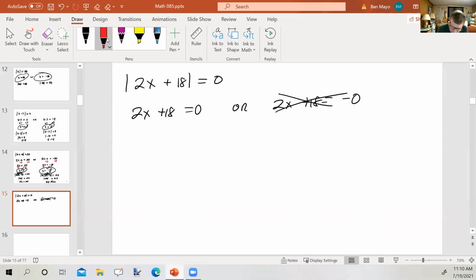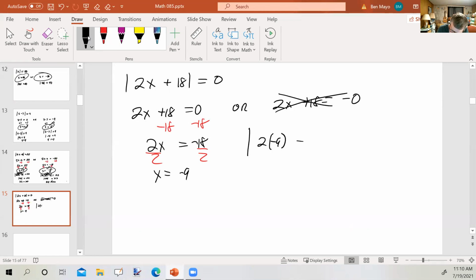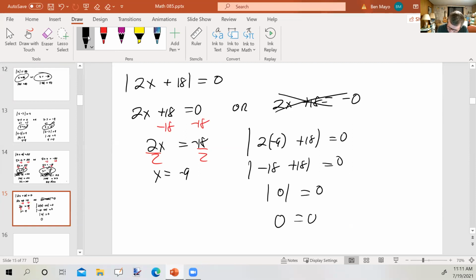So now, solving this equation, subtract 18 from both sides. 2x equals negative 18. Divide by 2, x equals negative 9. Let's check our work. The absolute value of 2 times negative 9 plus 18 equals 0. The absolute value of negative 18 plus 18 equals 0. Negative 18 plus 18 is 0. The absolute value of 0 equals 0. 0 equals 0, and it checks. We get negative 9, one solution.